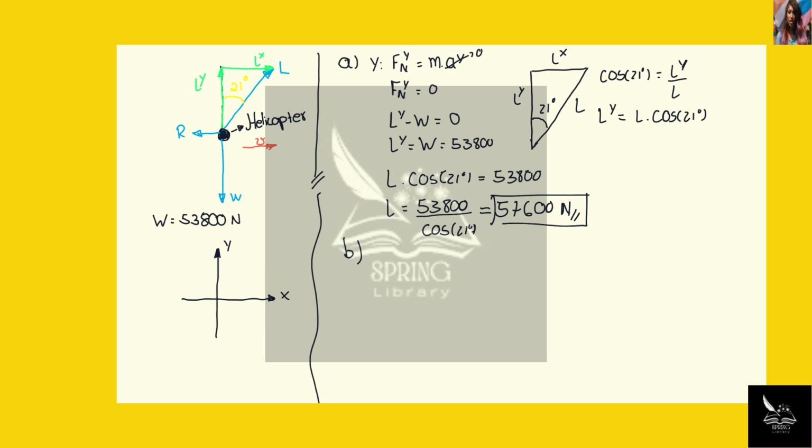Now, to determine the magnitude of the resistance force, we have to apply Newton's second law on the horizontal axis. So on the horizontal axis, Newton's second law tells us that the net force in that direction is equal to the mass of the helicopter times the acceleration of the helicopter on the horizontal direction. Now the helicopter is moving on the horizontal, but it's moving with a constant velocity. Therefore, the acceleration is equal to 0 in that direction too. Then, the net force in the x direction is equal to 0.